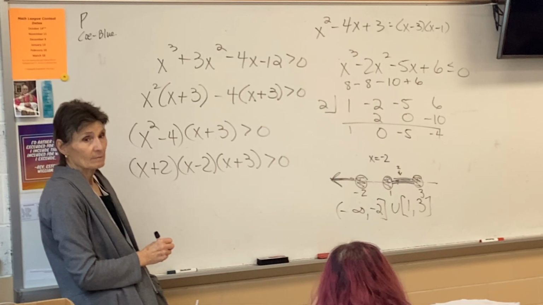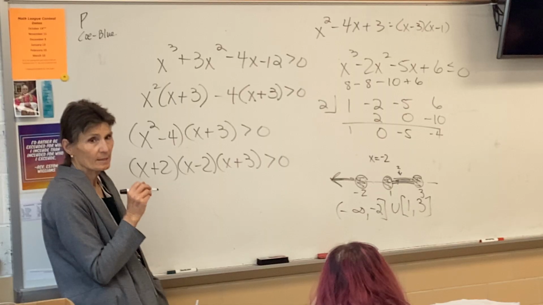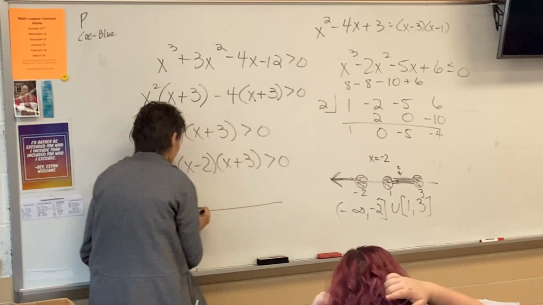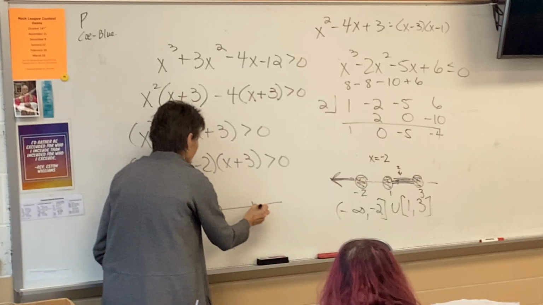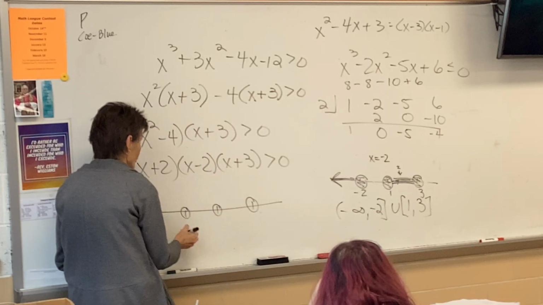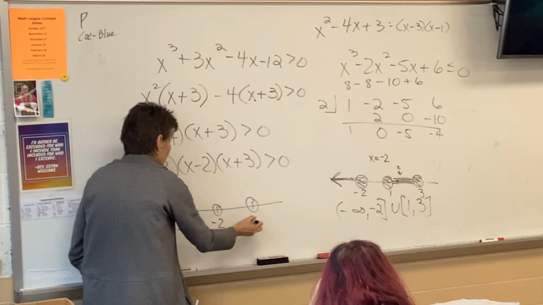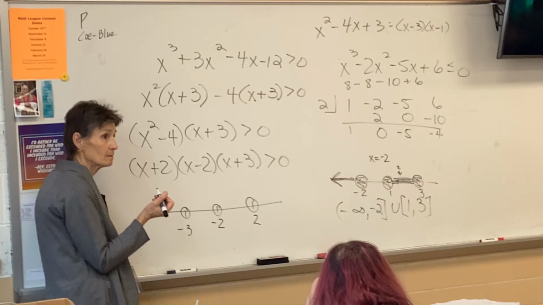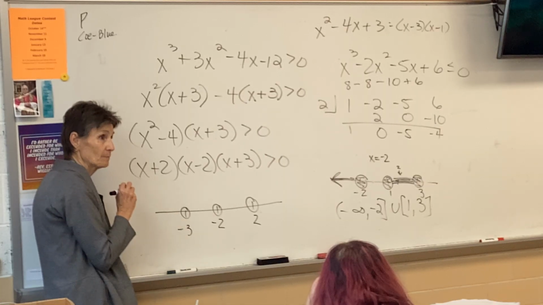Now, do I have any squares on my factors? Anything repeated? It's a beautiful, easy problem. Where are my dots? 2, -2, and -3. They have to be in order, so -3, -2 and 2. Yes, ma'am. And they're open dots.